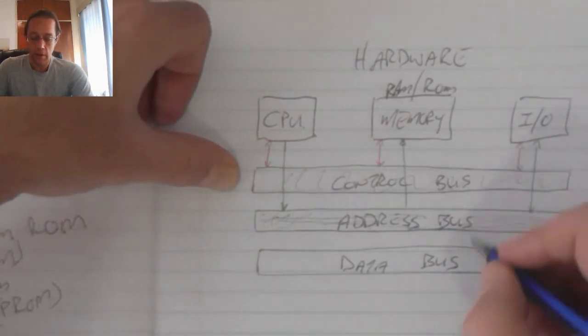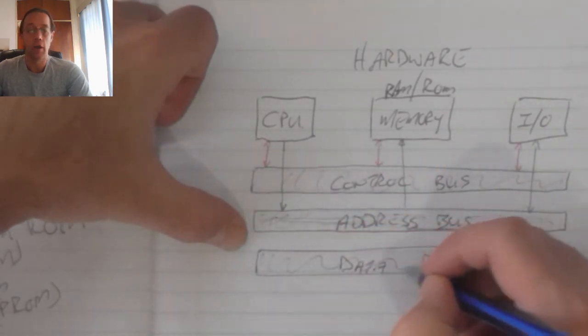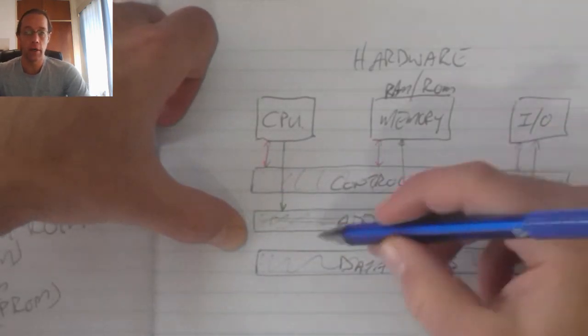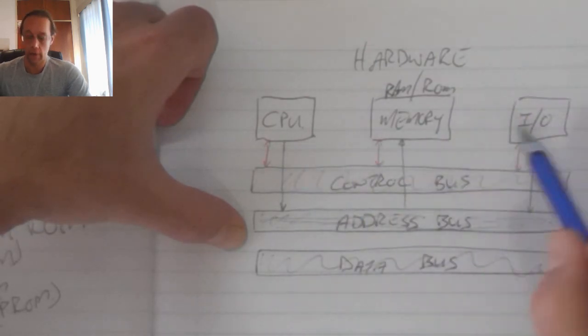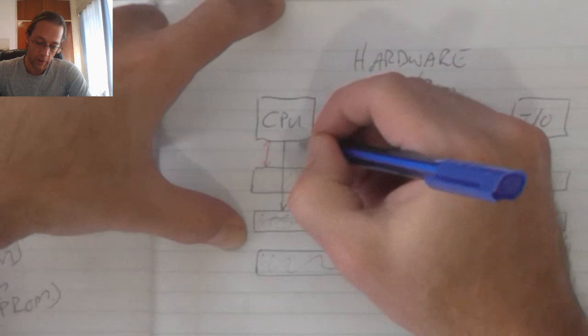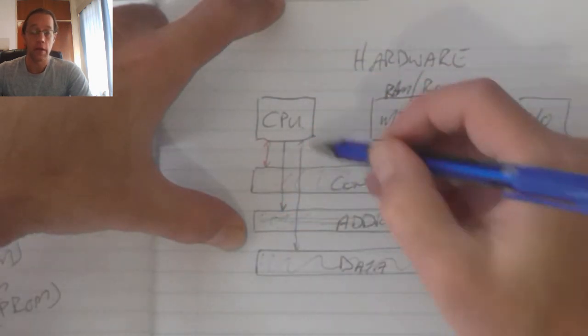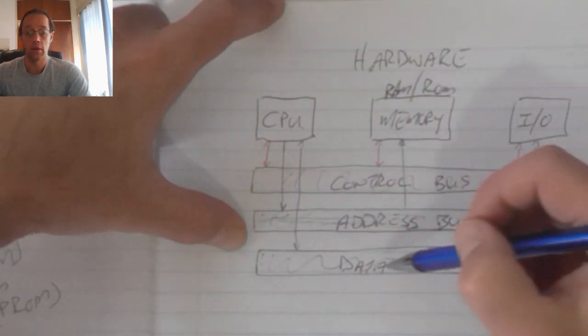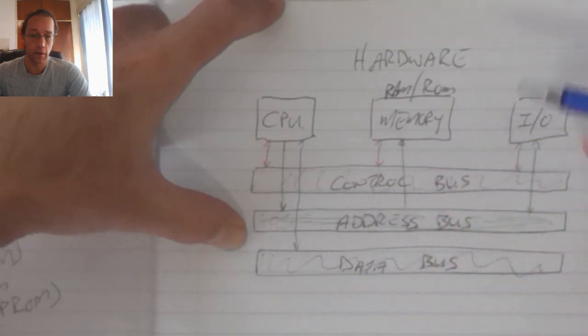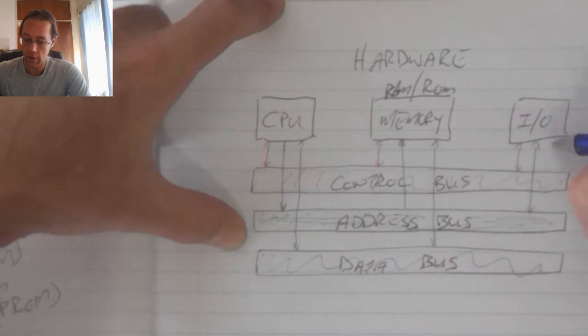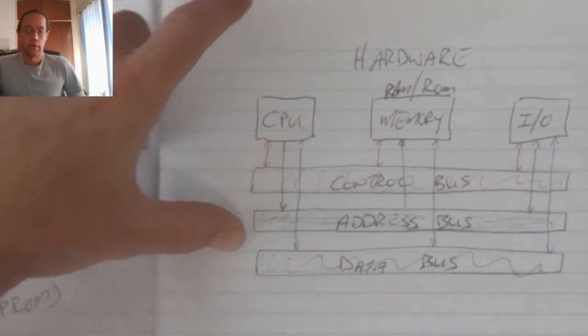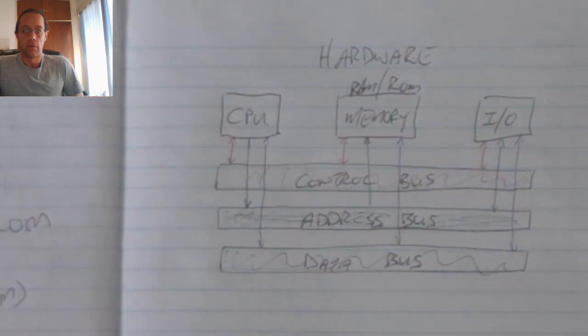Finally, the data bus. This is what actually transfers the actual information between the CPU, the RAM, the ROM, and the input and the output. Because it's the actual bus that transfers the data, it has to be able to send as well as receive data on both or on all the systems.